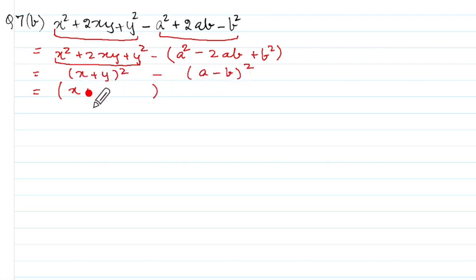So it will be x plus y plus a minus b. And the second bracket will be this, means x plus y, and minus this, so minus a. And this minus will become plus b. And that would be our answer. So this is our question 7b.